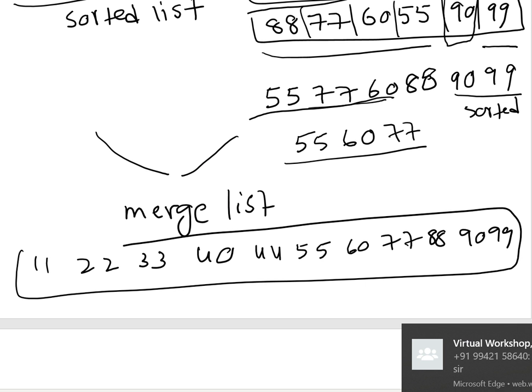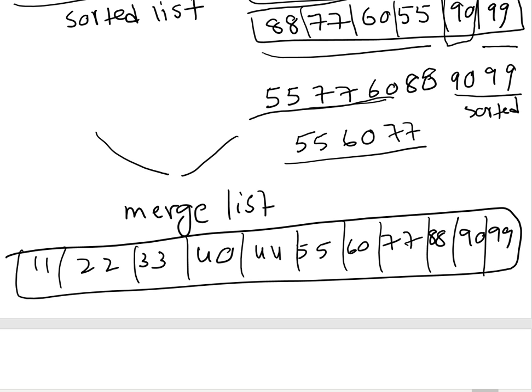Now if you check this list, all the elements are sorted. This is how quick sort will be performed.